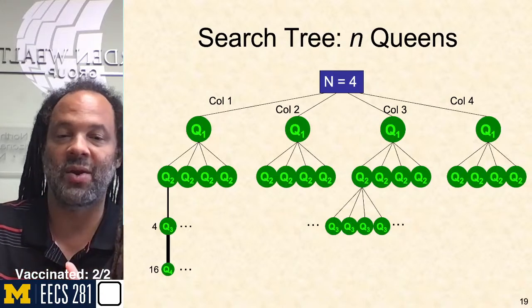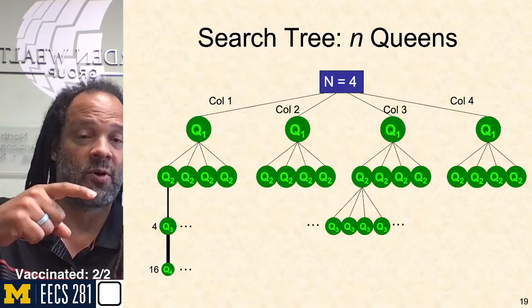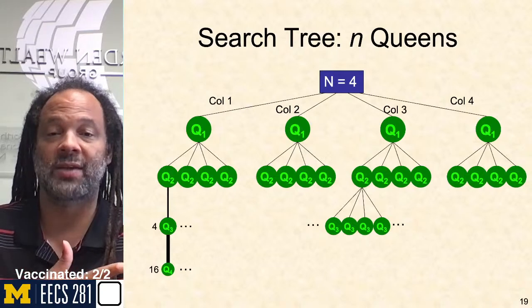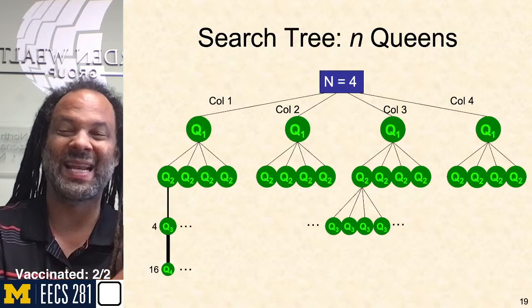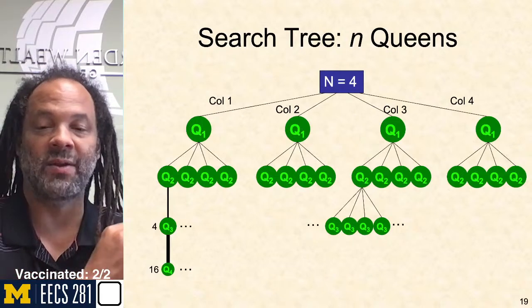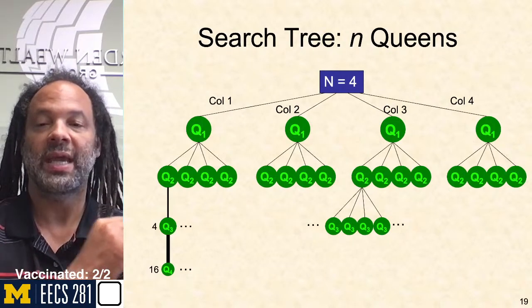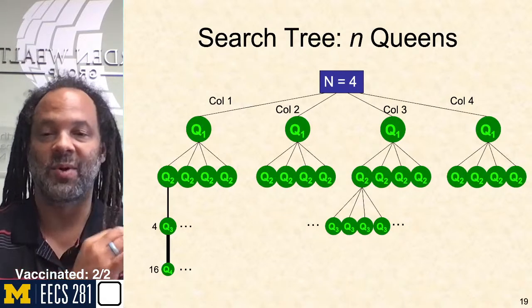There's 16 below that I don't have to check. Column 4 for queen 1, column 4 for queen 2. 16 more that I don't have to check. So just after placing those 2 rows, I've pruned off 4 sets of 16.